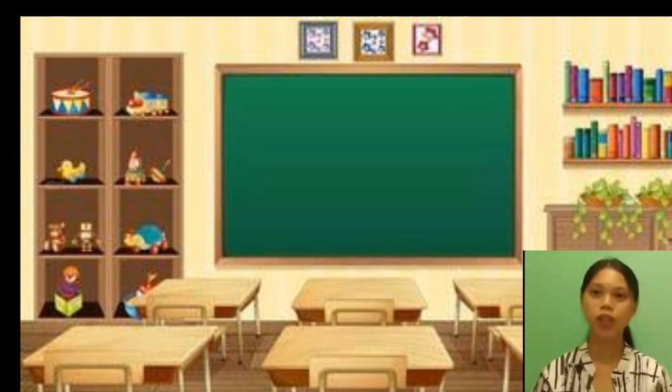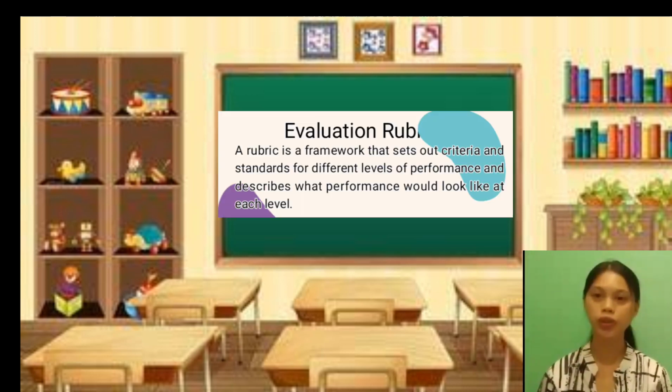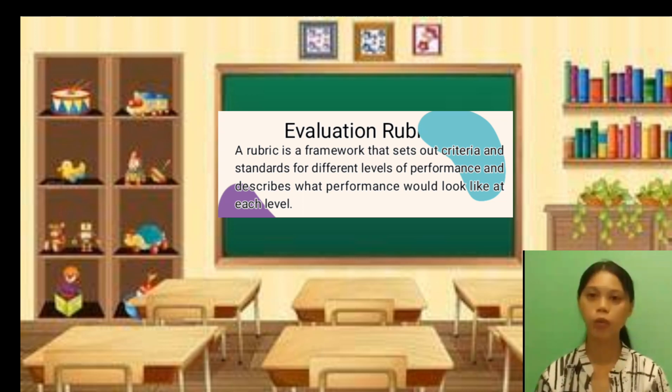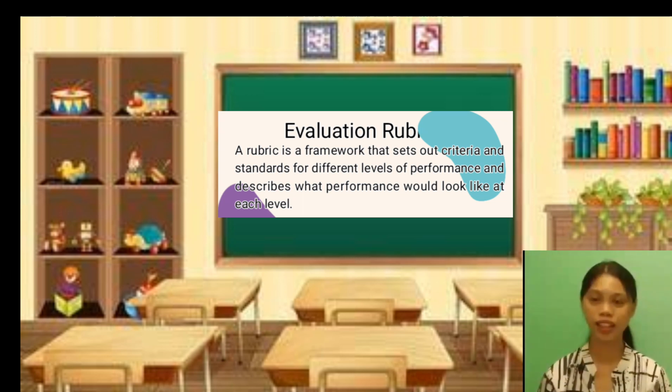For the next topic, we're going to talk about the evaluation rubrics, where we will use Google Form to make a rubric. So first, we will define what a rubric is. A rubric is a framework that sets out criteria and standards for different levels of performance and what they would look like at each level. Rubrics have often been used in education for grading the work and performances of students. And in recent years, they have been applied more widely in education.